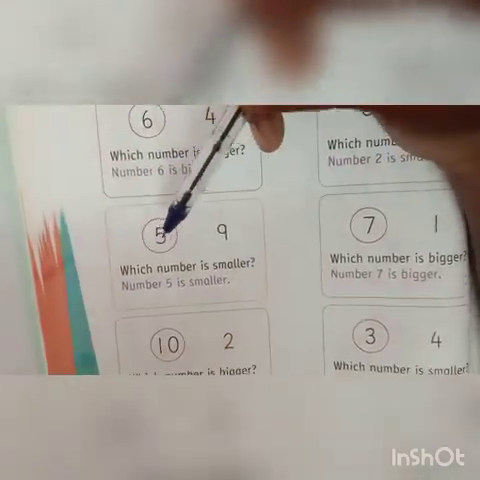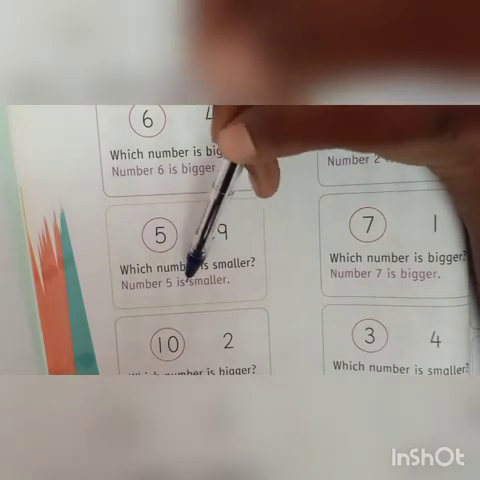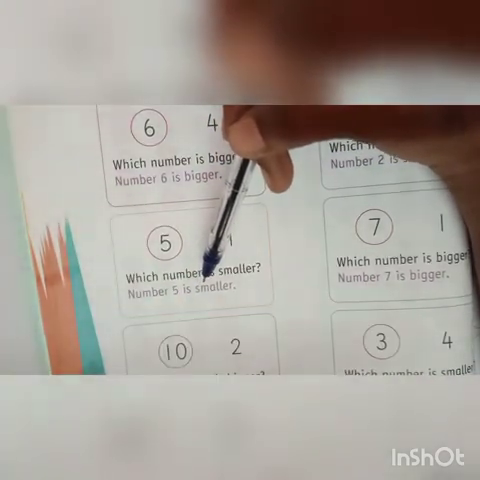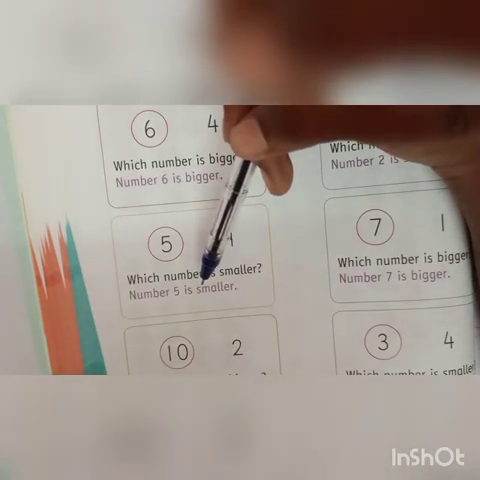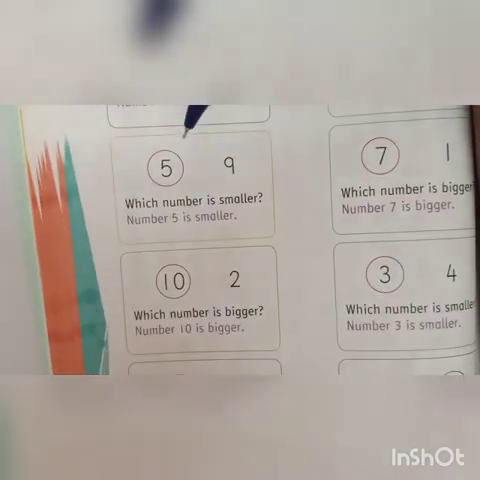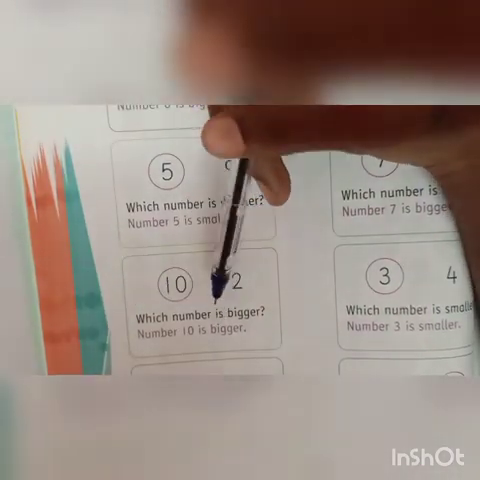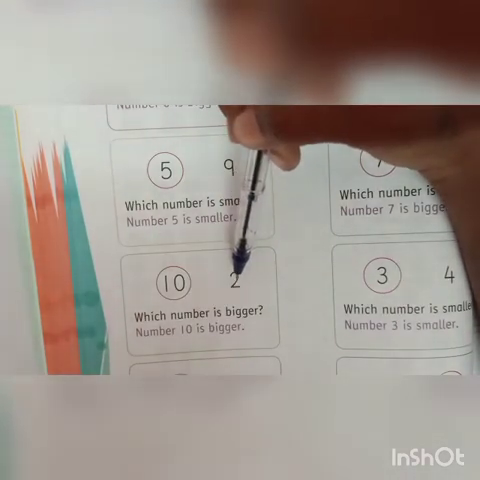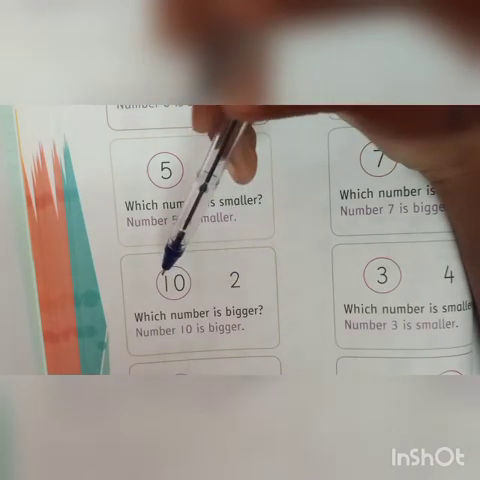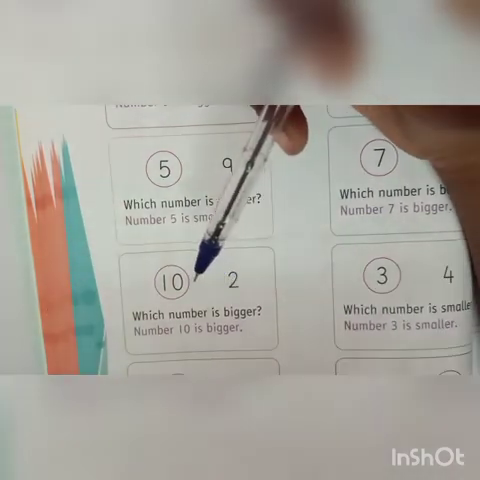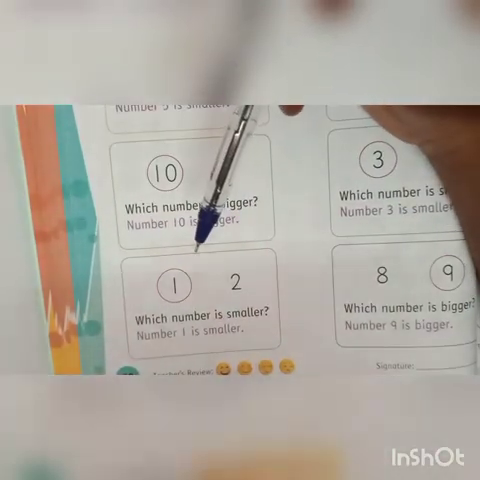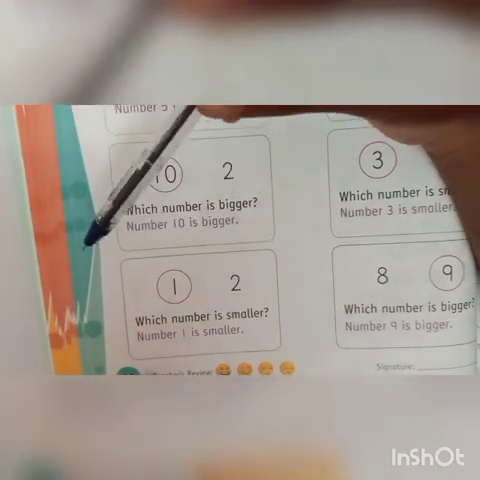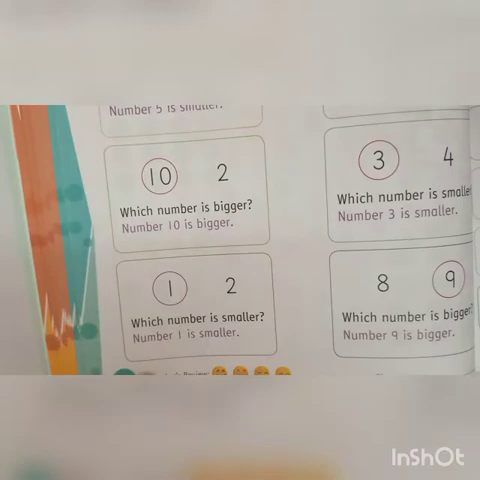So which number is smaller? Number 5 is smaller. Okay. Which number is bigger? Number 10 is bigger. So after 2 there are so many numbers, then the number 10 comes, right? So 10 is bigger. So here which number is smaller? जो पहले जो नंबर आता है वो कौन सा होता है? Smaller number. So number 1 is smaller, right?